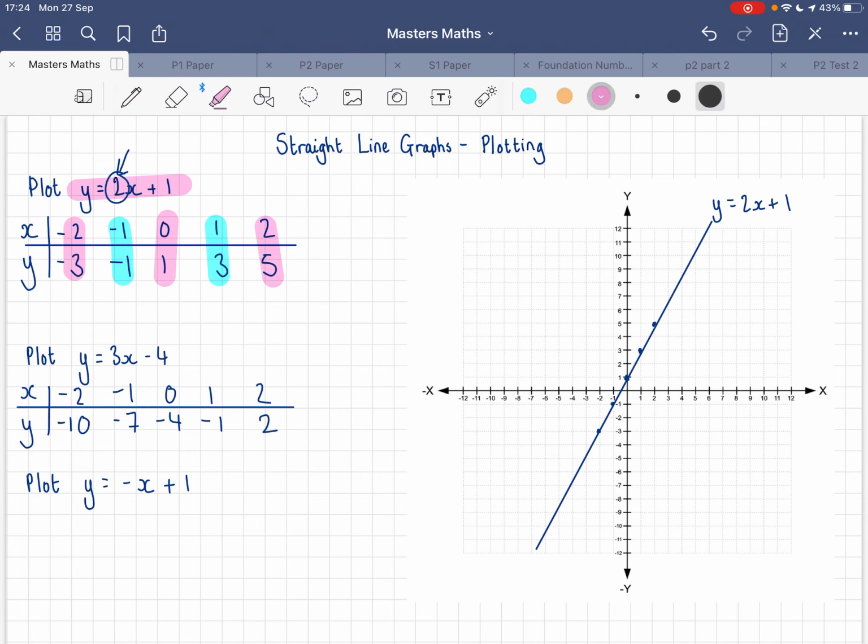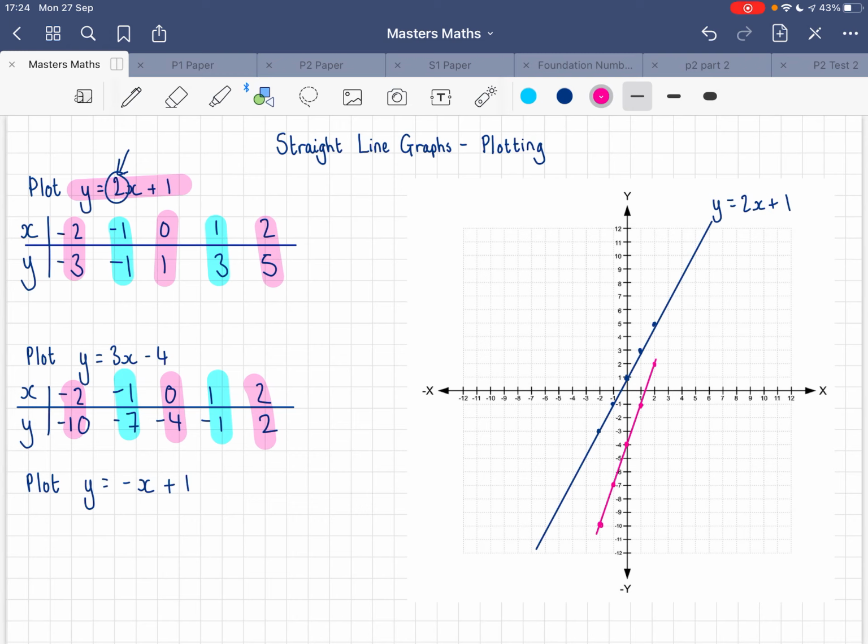And again, that gives us a set of coordinates that we can plot onto the graph. So we've got -2, -10. We've got -1, -7. 0, -4. 1, -1. And then 2, 2 is our final coordinate. I'm going to use a different colour so we can see it on the graph. So -2, -10 is all the way down here. -1, -7. 0, -4. 1, -1. 2, 2, like that.